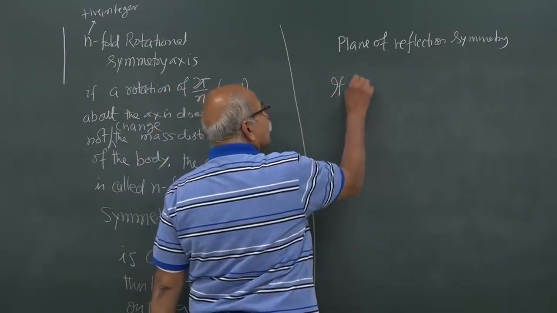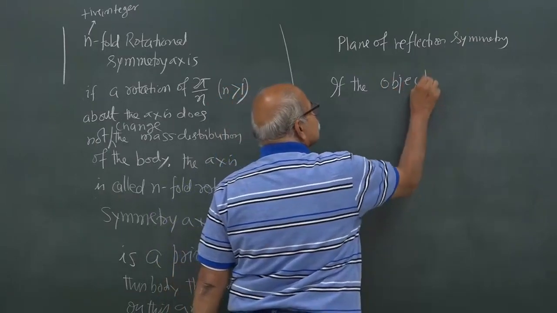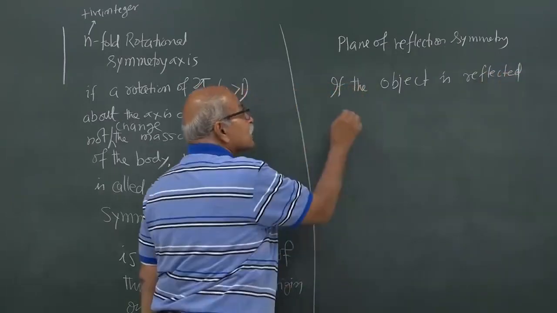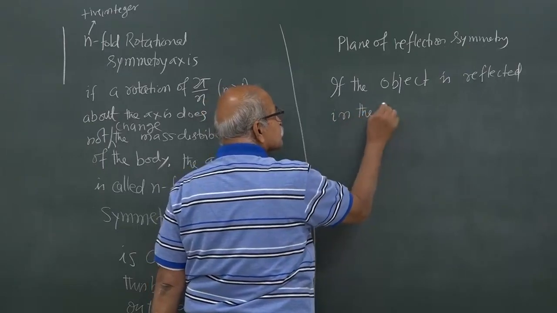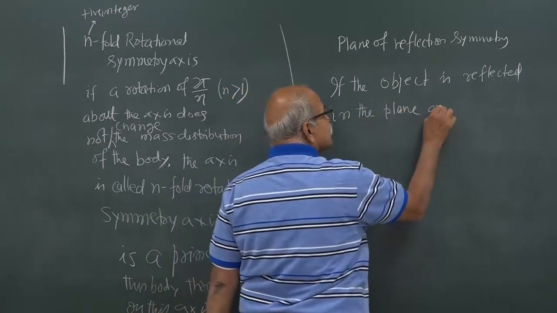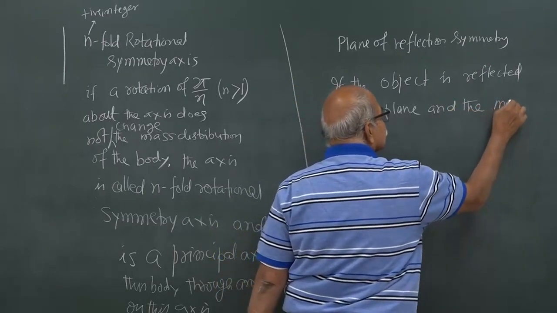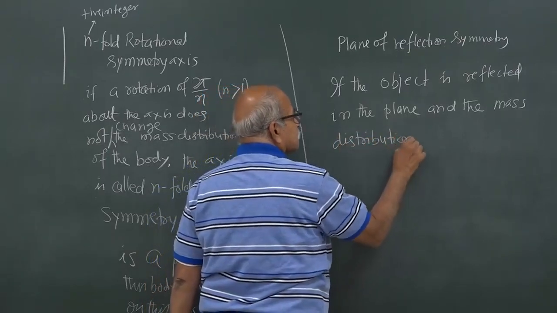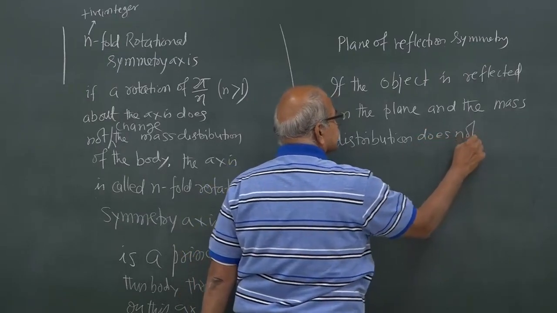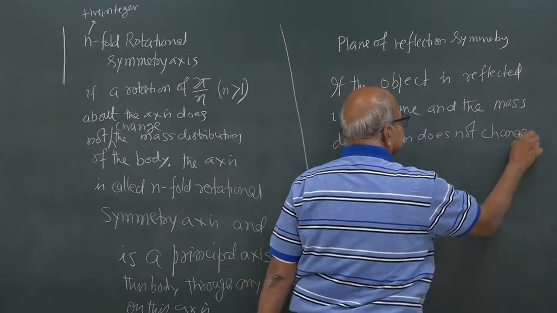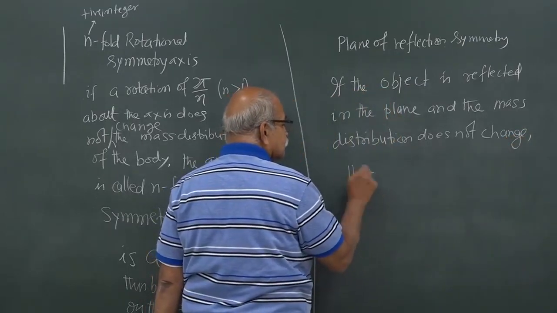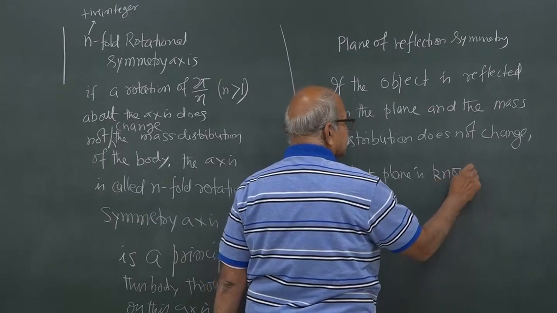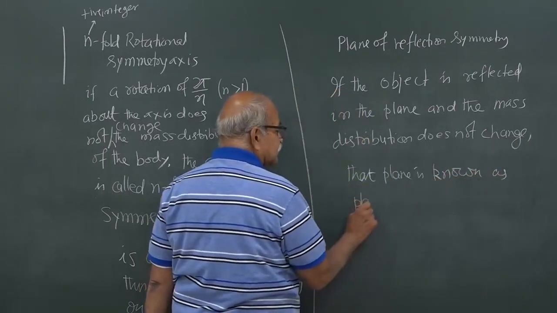So, if the object is reflected in the plane, and the mass distribution does not change, that plane is known as plane of reflection symmetry.